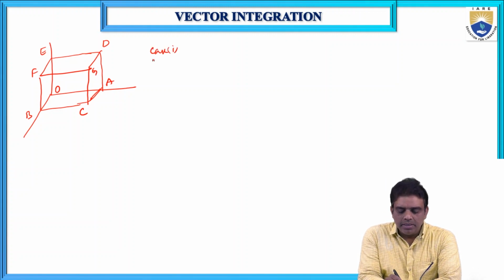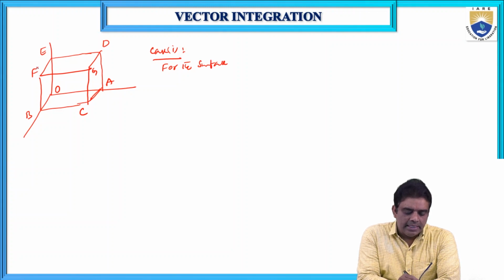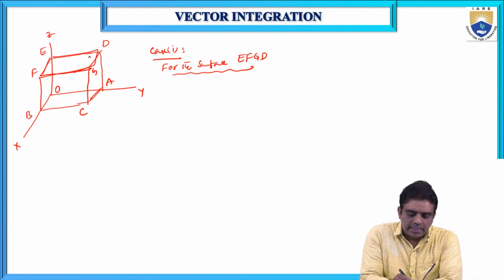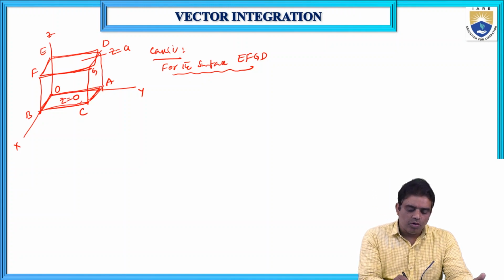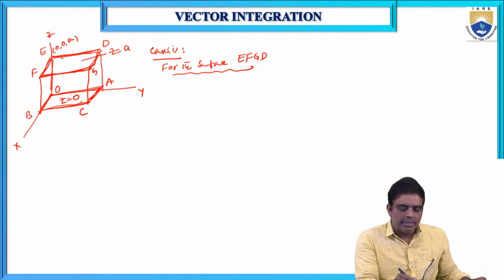Now I consider case 1. What is case 1? Here, for the surface EFGD. What is the EFGD surface? This is the z axis, x, y, and this is the z equal to a plane. This is the xy plane, z equal to 0, and the z equal to a plane is at a distance a from the bottom, at 0, 0, a. This will be the z equal to a plane.